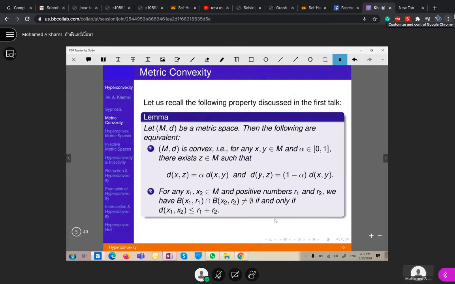So you see, if you take two balls and the distance between the centers is less than R1 plus R2, then they intersect. This is equivalent to what's known as metric convexity. The concept of convexity in metric spaces is an amazing one, and many people are interested in this now.